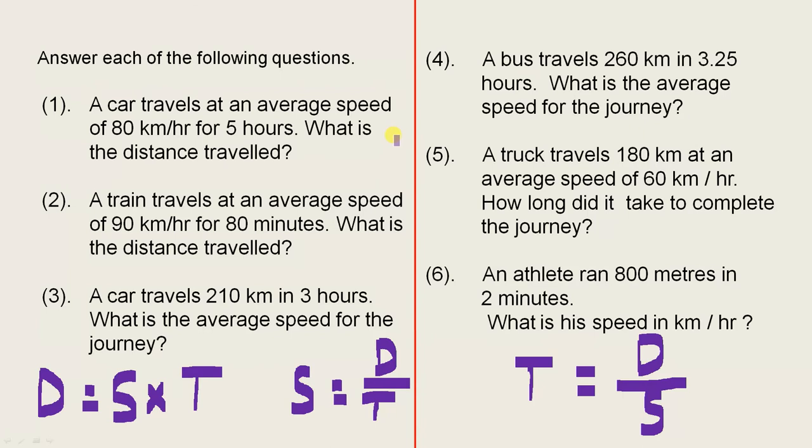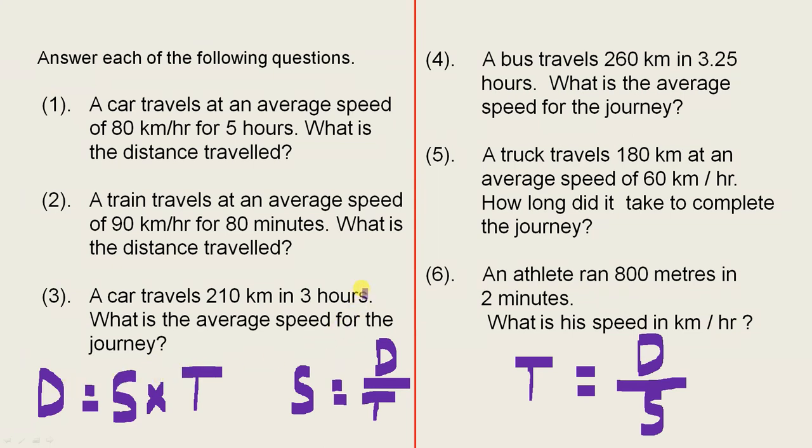Number 1. A car travels at an average speed of 80 kilometres an hour for 5 hours. What is the distance travelled? We use this equation here. Number 2. A train travels at an average speed of 90 kilometres per hour for 80 minutes. What is the distance travelled? Again, we use this one.